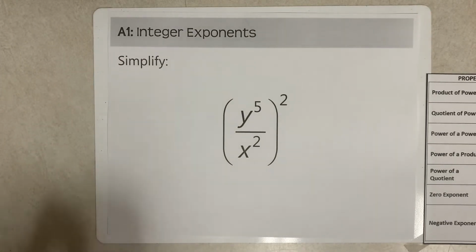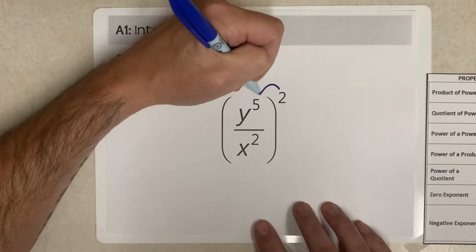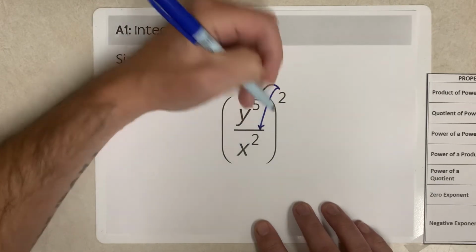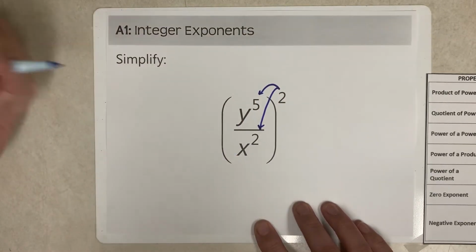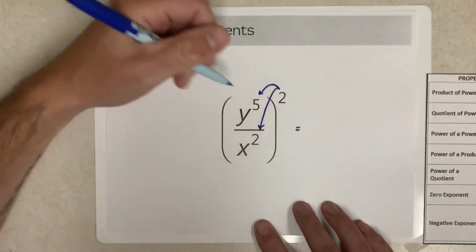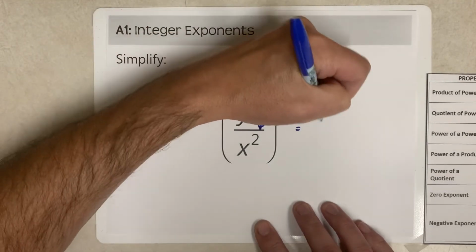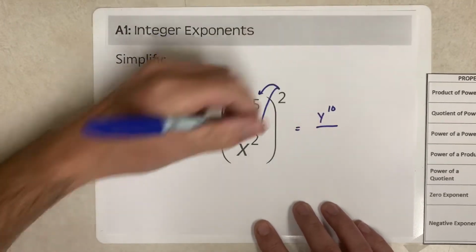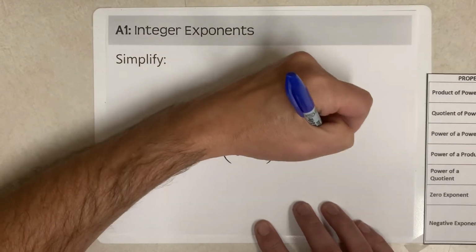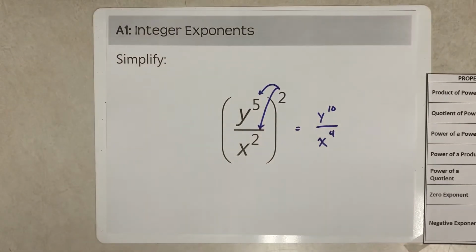Okay, this one, I'm going to distribute this 2 to both of these. The variables are different, so I can't do anything with those. I can't combine them. So 5 times 2 is 10, so y to the 10th over 2 times 2 is 4, x to the 4th, and then there's nothing you can do with that. That one is done.